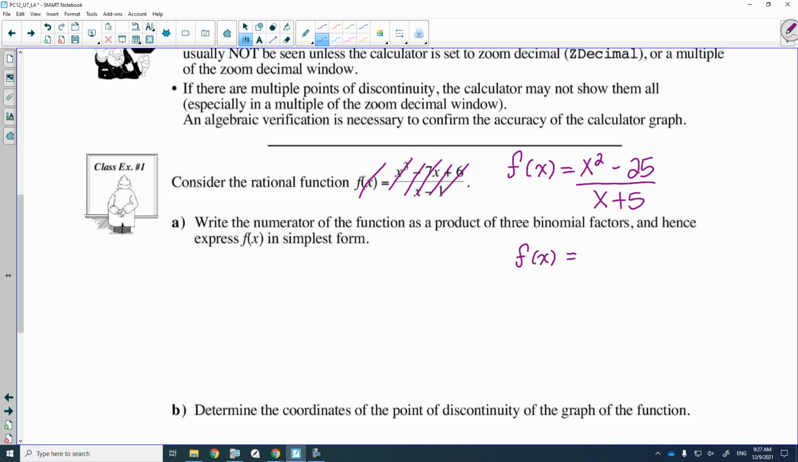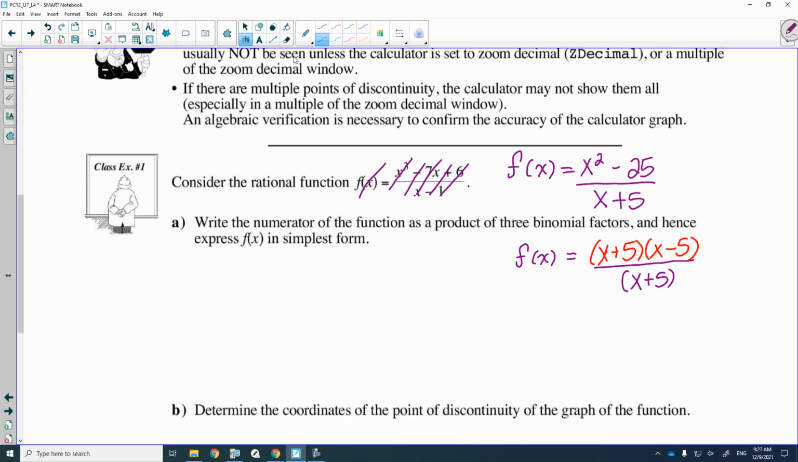How would you factor the numerator? It is a difference of squares. Square root of x squared is x. Square root of 25 is 5. Difference of squares, one has a positive and one has a negative. The denominator was x plus 5. We need to figure out, this is going to be my non-permissible value of negative 5. Is it a hole or is it a VA?